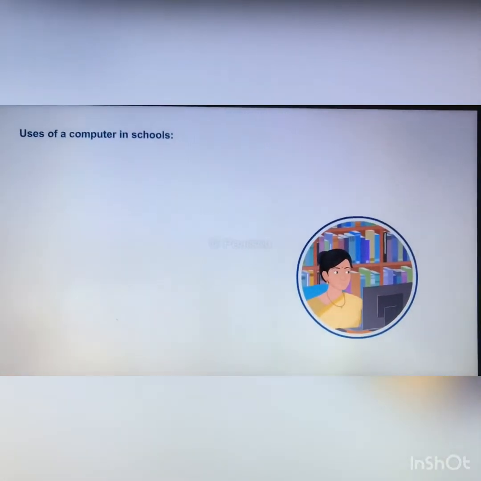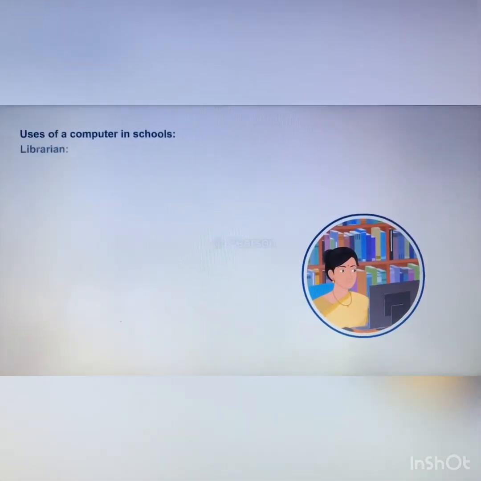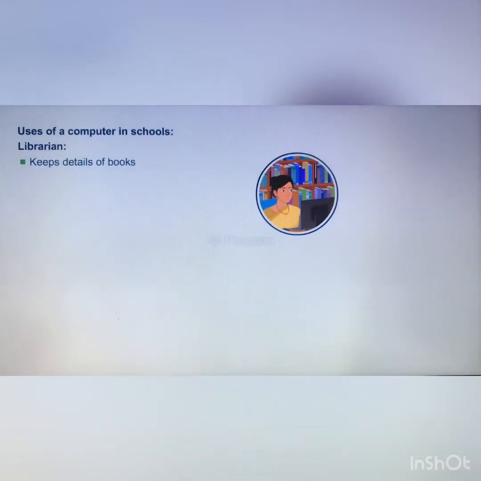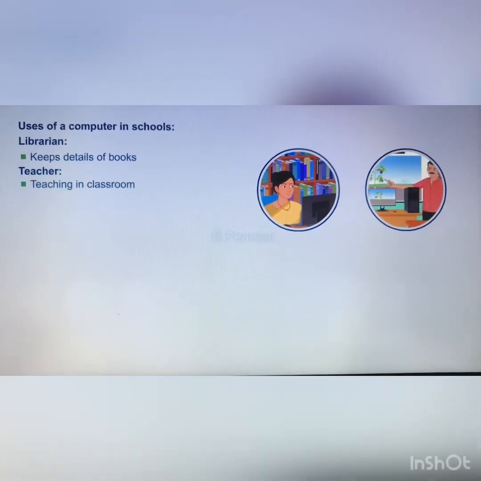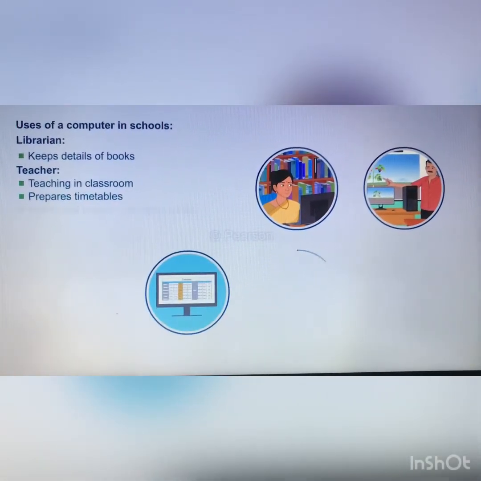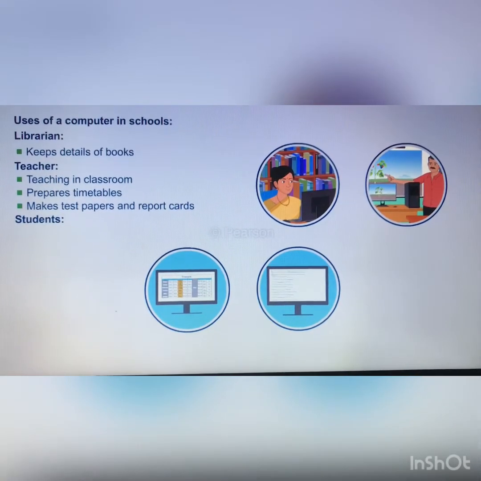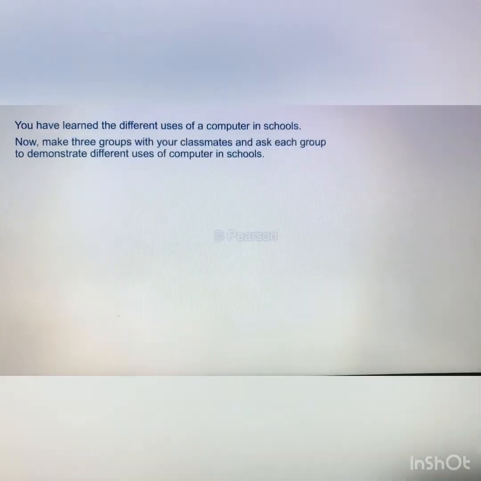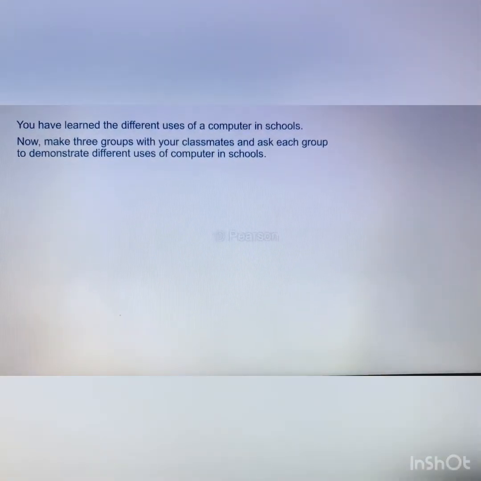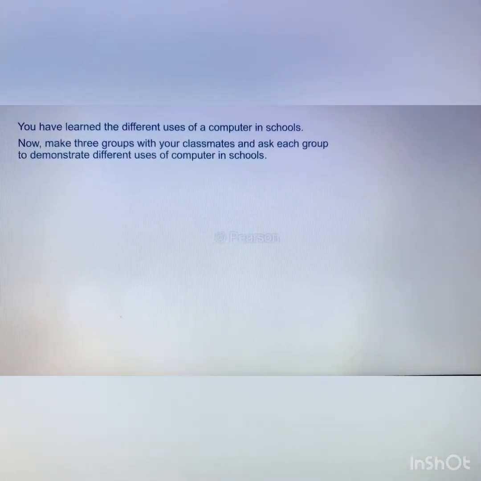Sarah now knows about the different uses of computers in schools and shares it with her friends. The librarian uses a computer to keep details of books. The teacher uses a computer to teach in the classroom, prepare timetables, and make test papers and report cards. And students use computers to draw and color pictures. You have learned the different uses of a computer in schools. Now, make 3 groups with your classmates and ask each group to demonstrate different uses of computers in schools.